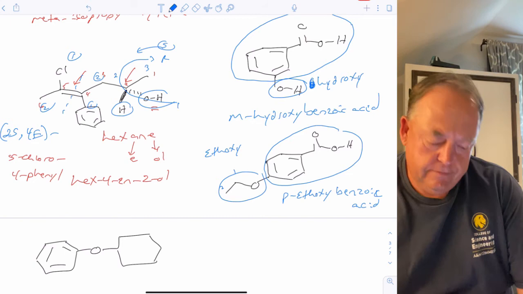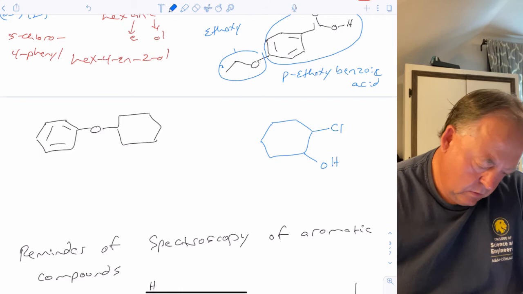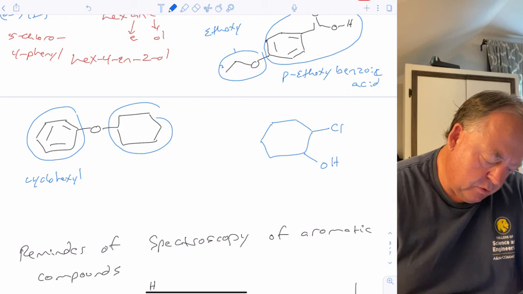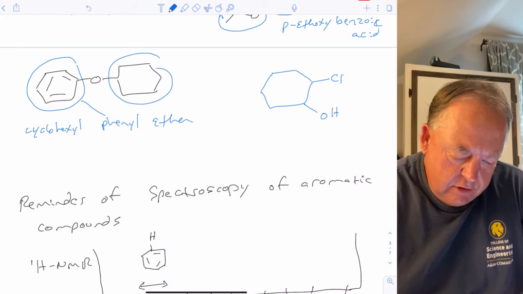Benzoic acid. Okay, so let's do two more naming. So ether, if you remember how to name ethers, name that and then name that. So this would be cyclohexyl. And then this would be phenyl. Cyclohexyl phenyl ether, right? And then one more, just to illustrate a point that students sometimes mistake.